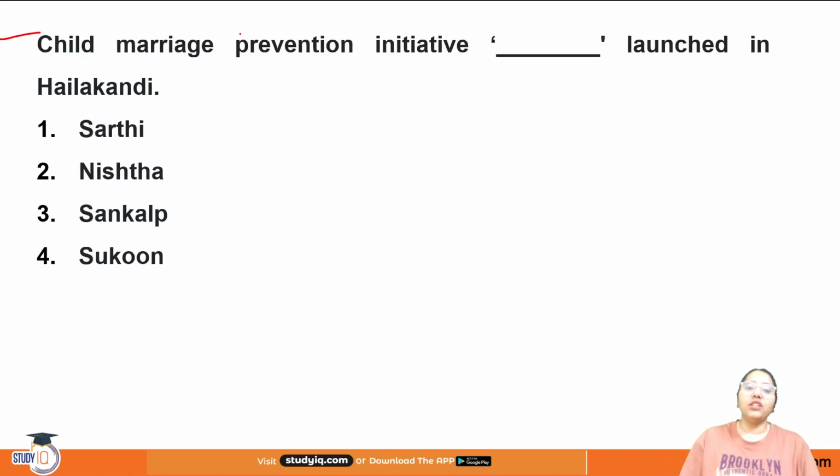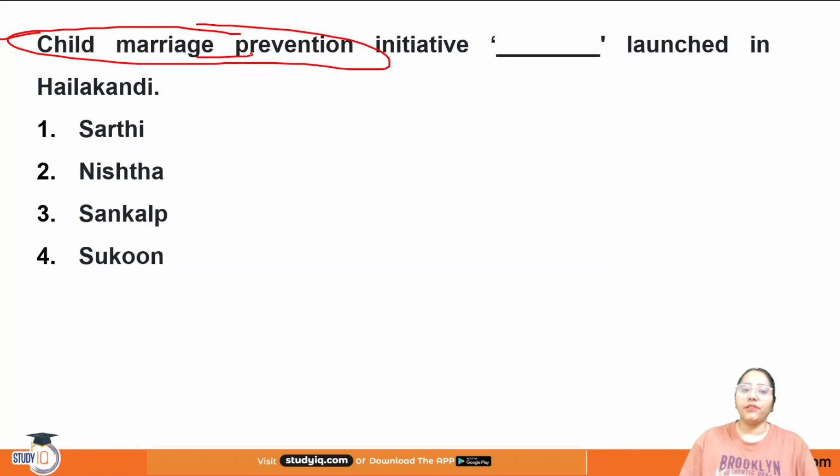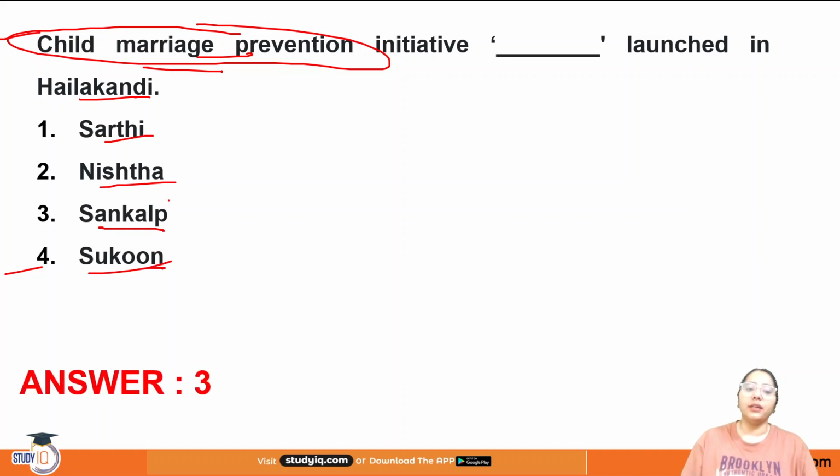Next question is about the child marriage prevention initiative. In Hailakandi, a child marriage prevention initiative has recently been launched. What is the name of this child marriage prevention initiative which has been launched in Hailakandi? Options are Sarthi, Nishtha, Sankalp or Sukun. The correct answer is Sankalp.